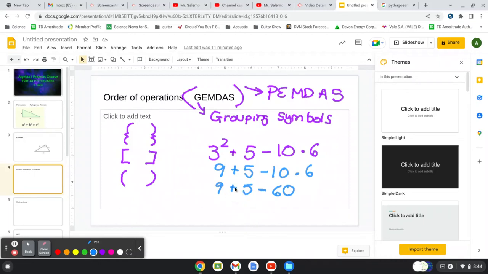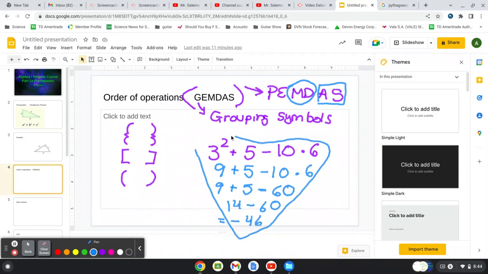And then from here, we have to do whatever comes first. Remember, when you're doing PEMDAS, whatever comes first between addition and subtraction you do, and the same with multiplication and division, whatever comes first from left to right. So in this case, addition came first, so we have 14 minus 60, and we get our answer: negative 46. And we create this kind of like an upside down pizza slice or Dorito, whatever you want to call it. So let's do a couple others.